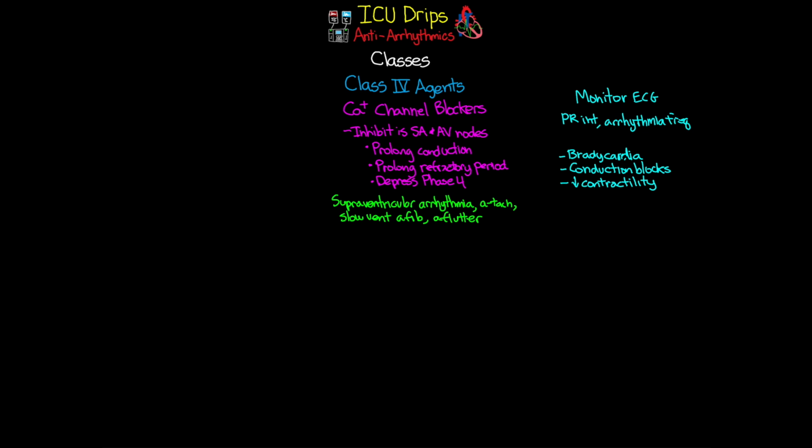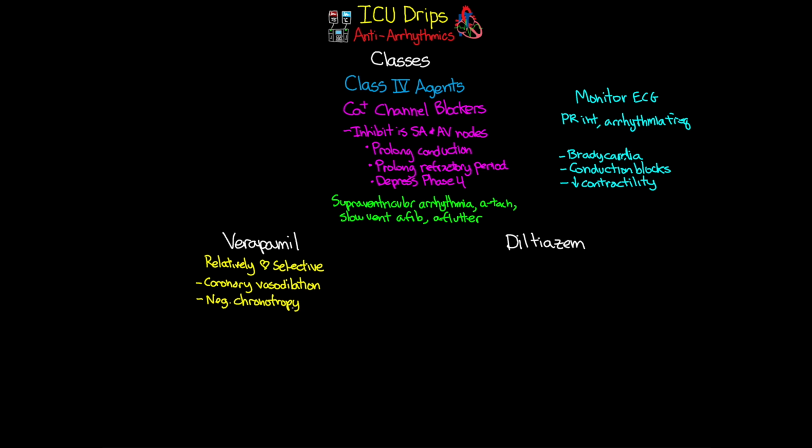Now, these 2 medications that make these last 2 categories, the first one is called verapamil, and the other one is called diltiazem or cardizem. Now, to talk about verapamil, this one's relatively selective for cardiac muscle and really less effective as a vasodilator. Although it does have effects on coronary vasodilation, negative chronotropy, and decreased sympathetic activity.